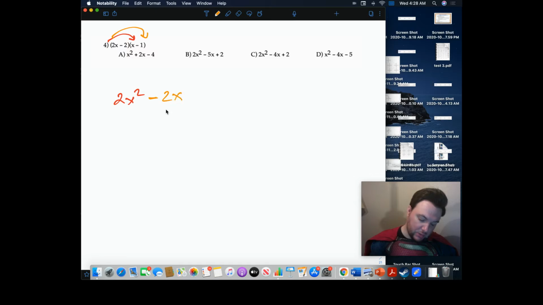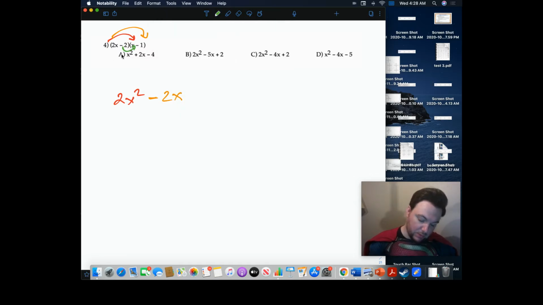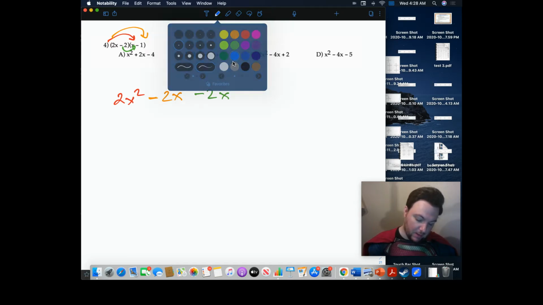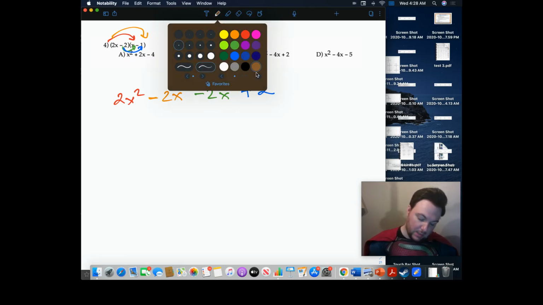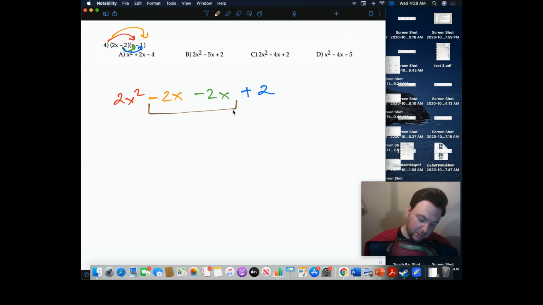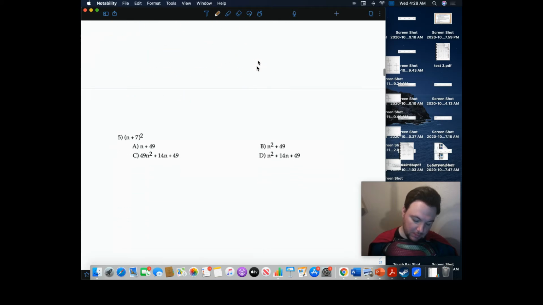Notice that as I explain this, I say we're going to distribute, we're going to FOIL. These are all actually synonyms for the same thing. They all mean the same thing, right? Negative 2 times negative 1, which is just you're going to multiply everything by everything, okay? Once again, you look at the middle. These two match up, so this gives me negative 4x, put the plus 2 and 2x squared. So 2x squared minus 4x plus 2. That's answer choice C. Keep it going.